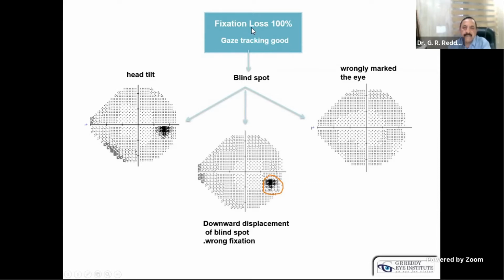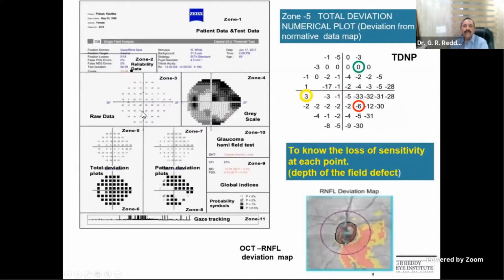So when there is 100% fixation losses, you should always see the grayscale, whether there is an absence of the blind spot or the displacement of the blind spot, and whether the blind spot is there or not. With 100% fixation losses, we then have to think of head tilt. These are the things we have to know.